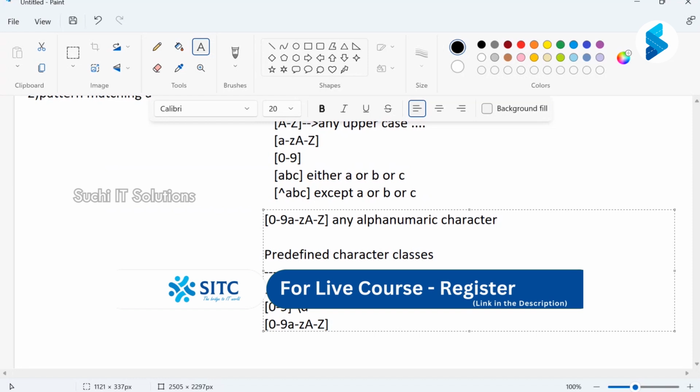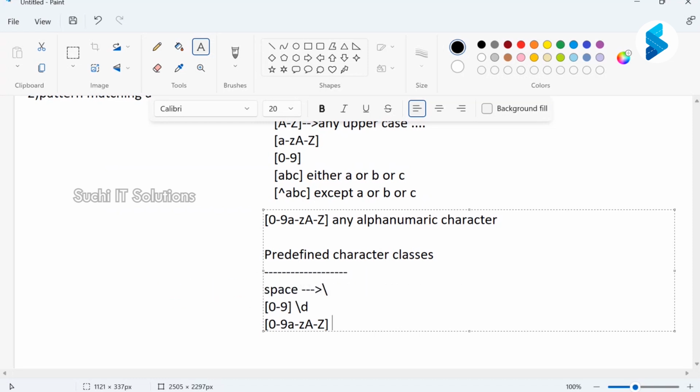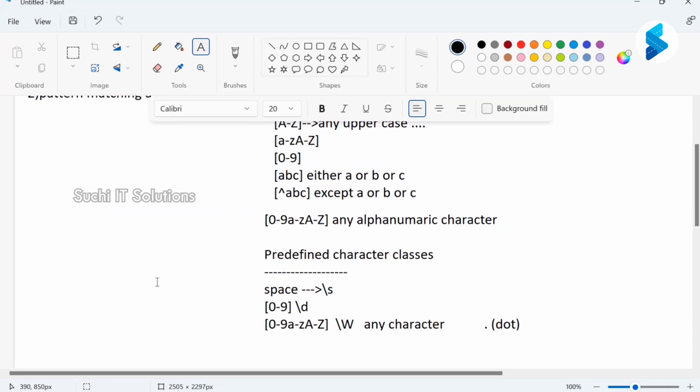It means that instead of using the space character, you can use slash s. For 0 to 9, we can use slash d. Instead of using 0 to 9, a to z and capital A to Z, you can use slash w. If you are talking about any character, you can use dot. Clear now? Yes or no? This is the way predefined character classes work.